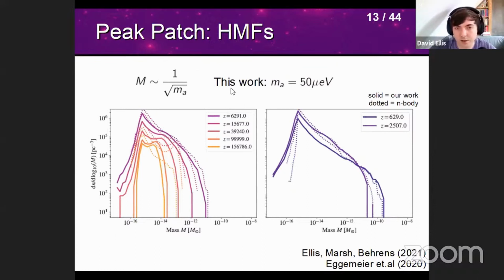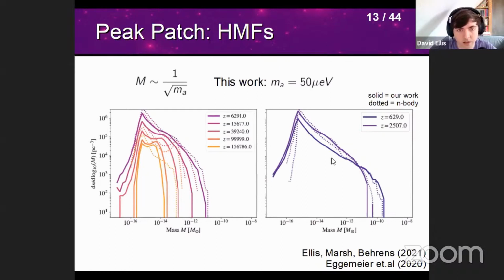And one thing I should mention is that, just the same as Benedikt Eggemeier and collaborators in their n-body simulations, we consider a maximum mass of 50 micro eV. But what's important is that all of the masses can simply be scaled by the axion mass quite easily. So if we want to consider higher masses, we can just shift these basically in the mass direction by considering a smaller or larger axion mass.